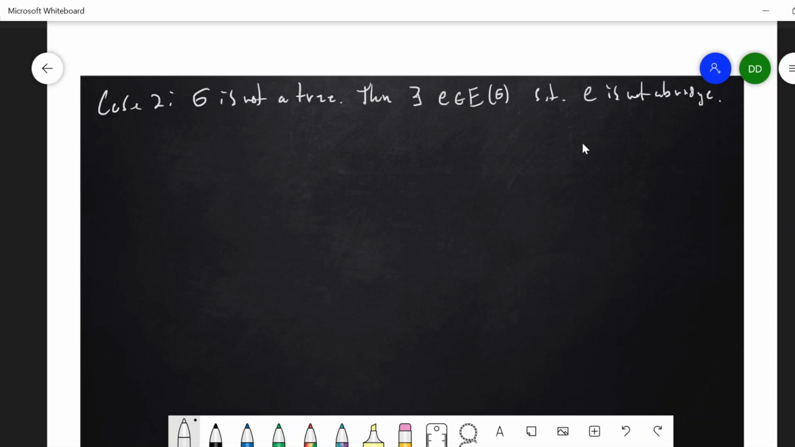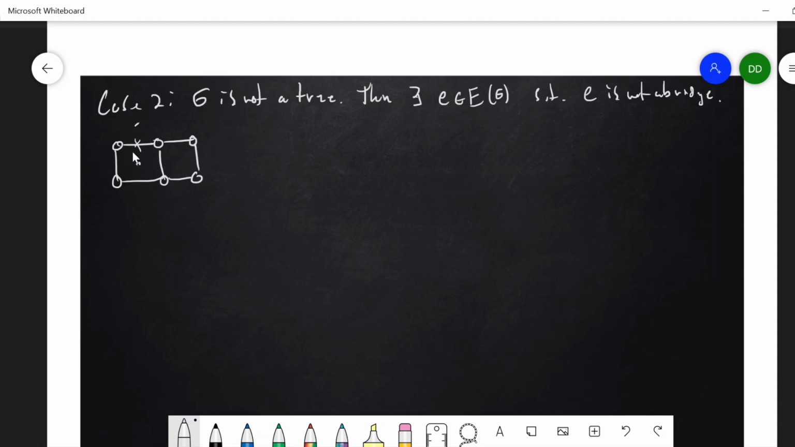So E is not a bridge. That means it lies on some cycle of G. That means it's a boundary between two regions. So think about a situation, maybe something like this. Any edge here is not a bridge. It lies on some cycle. If I pick any of these edges, it lies on the boundary of two regions, region one and region two.